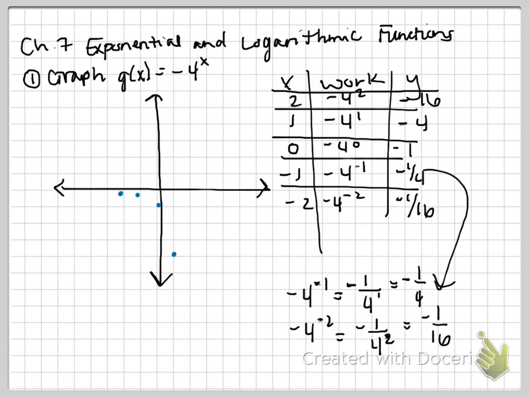So let's draw this. Okay, so I have kind of an upside down L shape. It looks like exponential decay, getting close to the x-axis, but not actually crossing it.